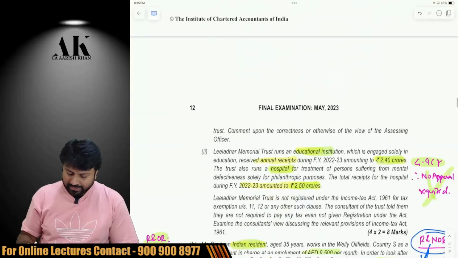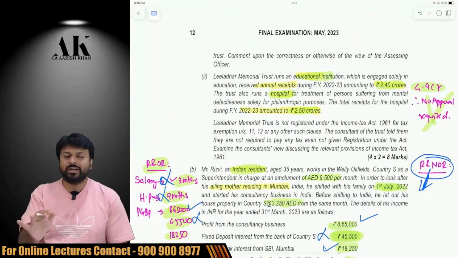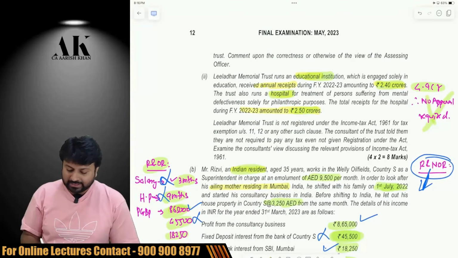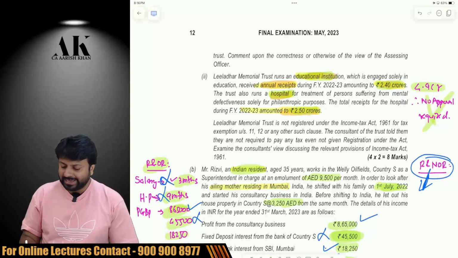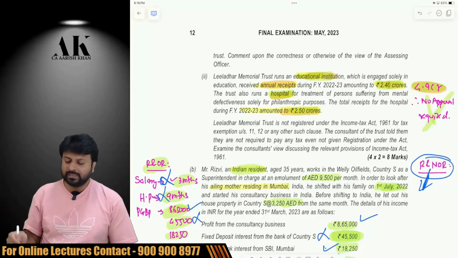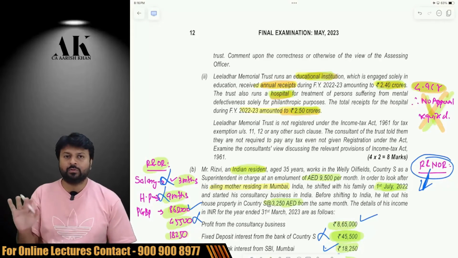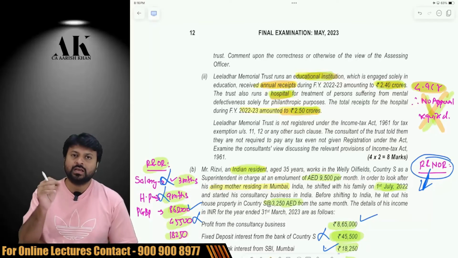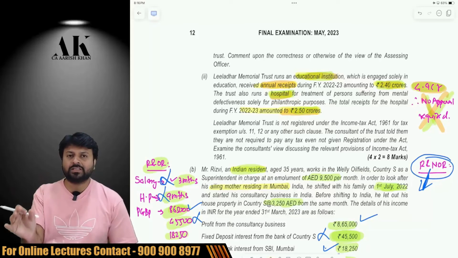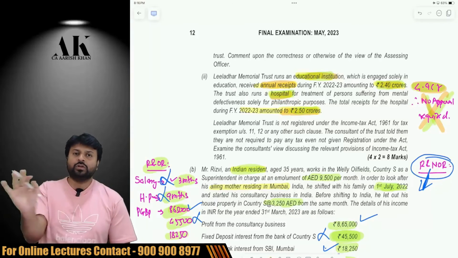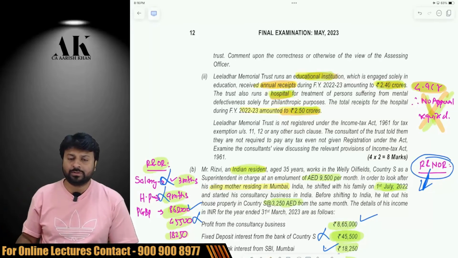Okay, check it, please. Next one is a very routine question which we have done so many times in our discussion. That is, there is one educational institution and there is one hospital. The annual receipt of the educational institution is 2.4 crore and annual receipts of the hospital is 2.5 crore. The aggregate receipt does not exceed 5 crore rupees. Therefore, there is no need to take any kind of approval for the purpose of claiming exemption. If the aggregate annual receipts are up to 5 crore rupees, there is no need to take what? Any kind of approval for the purpose of claiming exemption.